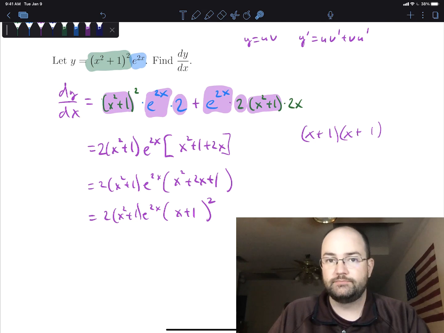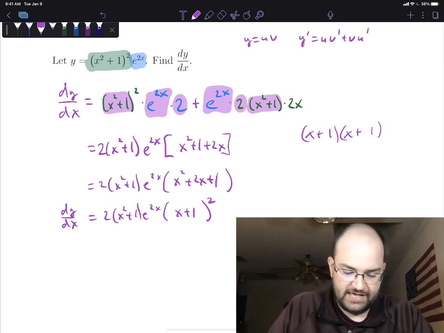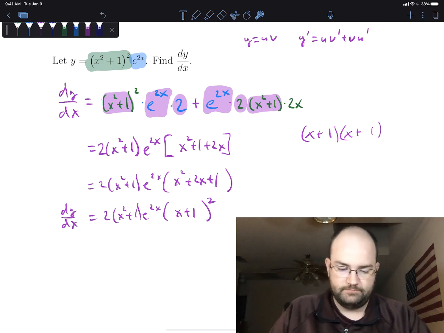So hey, guess what? That's pretty much it. So the derivative of y with respect to x here is 2 times (x squared plus 1) times e to the 2x times (x plus 1) squared.